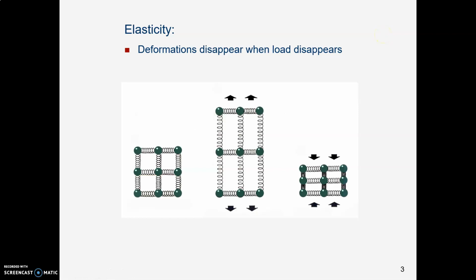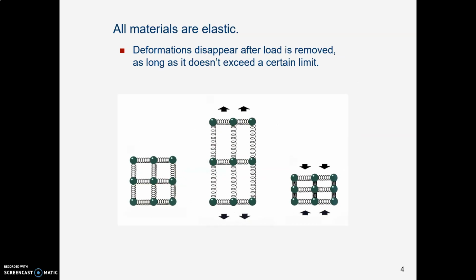Elasticity: when something is elastic, it means you put a load on it and it stretches or compresses, but then when you take the load off, it goes back to its original size and shape. And we should note this: all materials are elastic. Stone, concrete, steel, window glass, whatever it is, every material in the world is elastic.